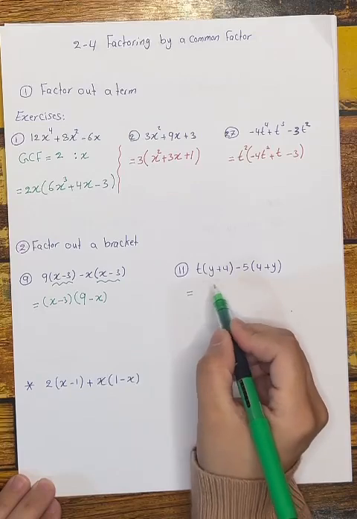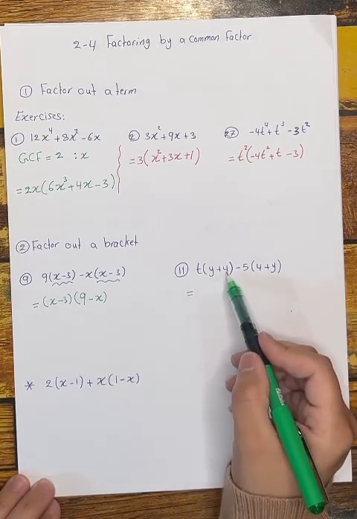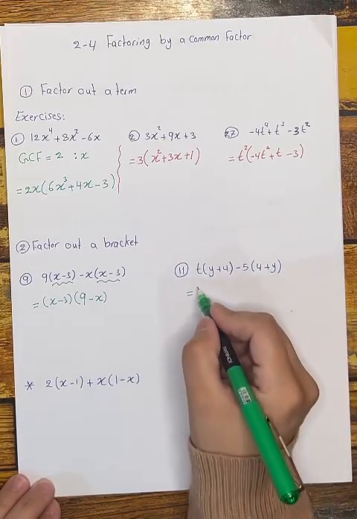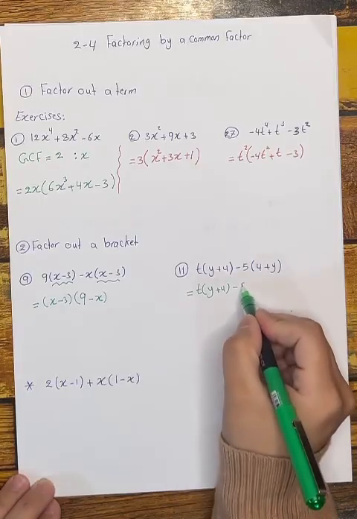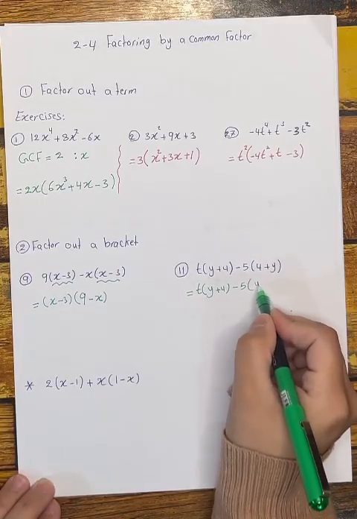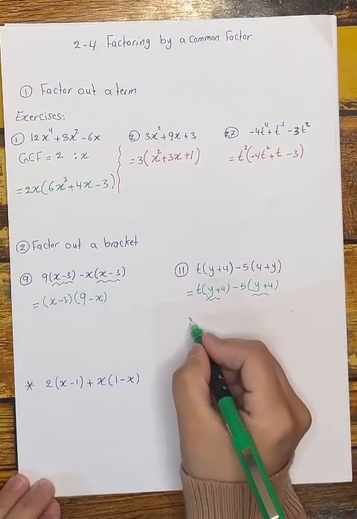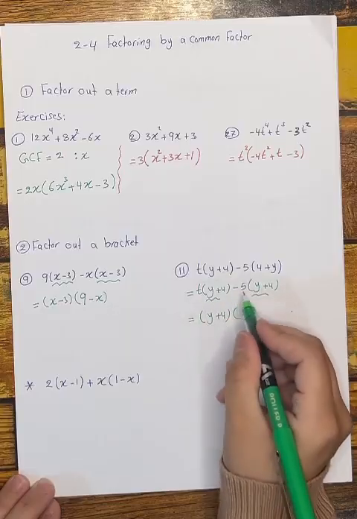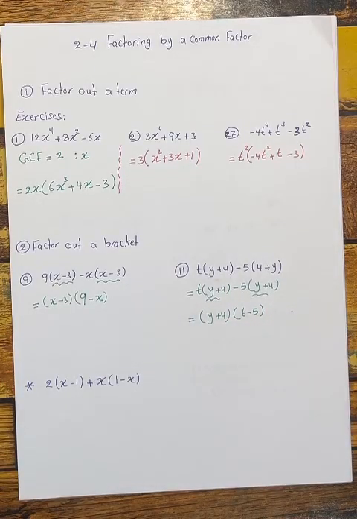As you see, we have two brackets. Here we have y plus 4. The second bracket is 4 plus y. So I will write t as it is, y plus 4 as it is. Just swap them, it will be y plus 4. Now we get the same bracket, so it will be y plus 4 and another bracket t minus 5. That's how we can swap a number.